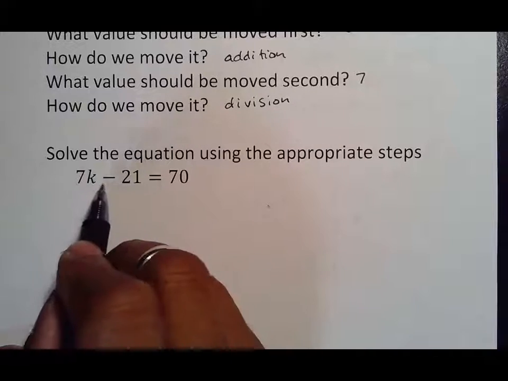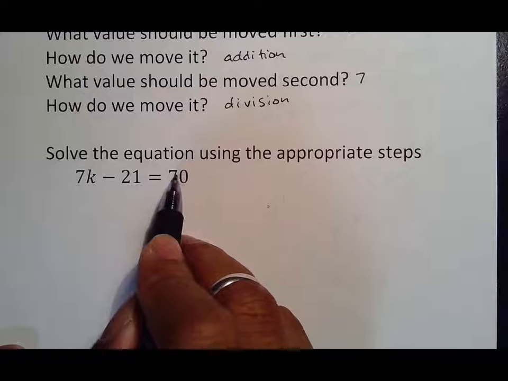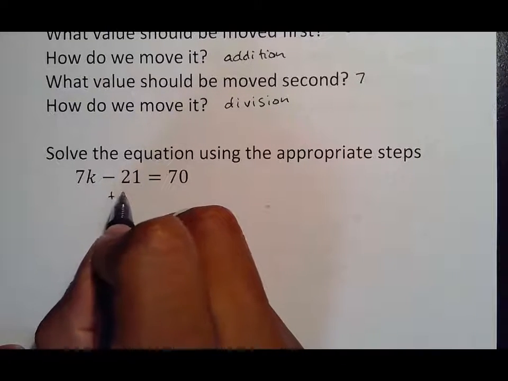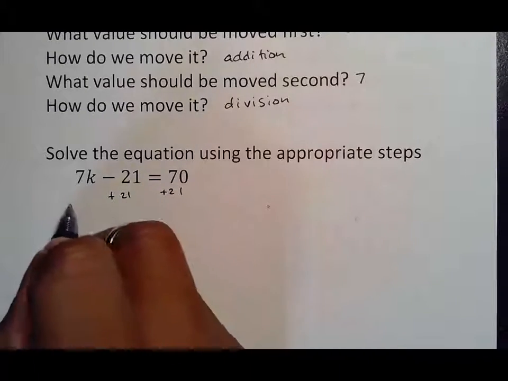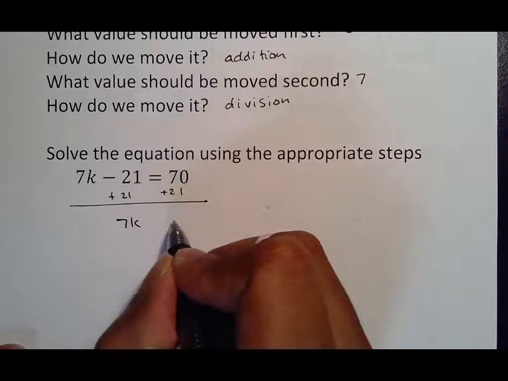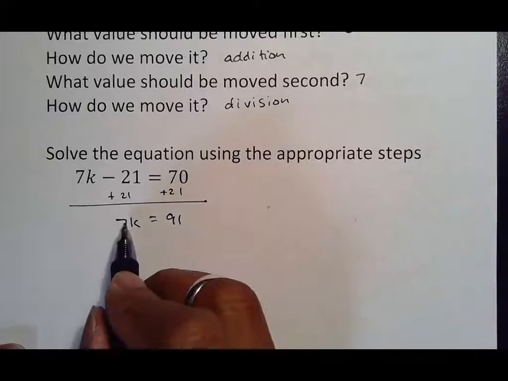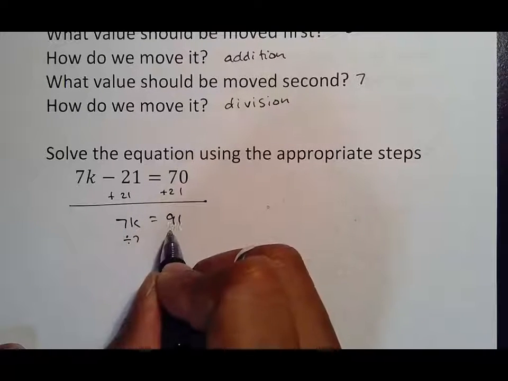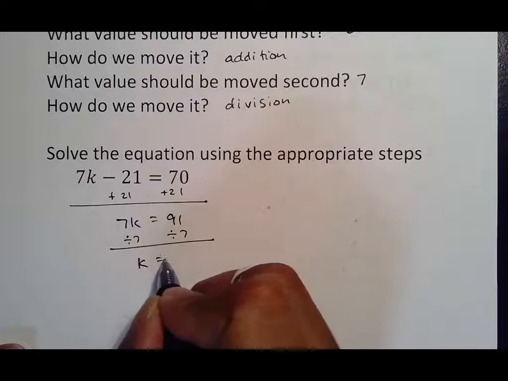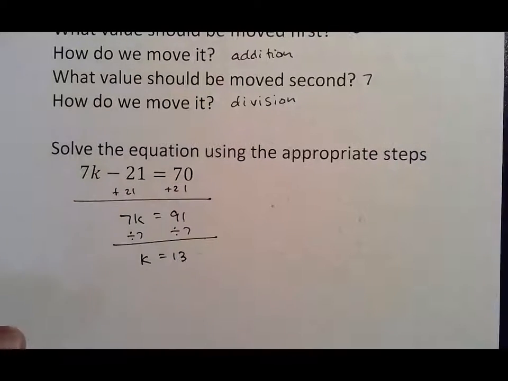So here again, the first thing we want to get rid of is this. Notice that we don't even pay attention to the number on the other side of the equal sign except to find our answer, so just keep that in mind. But again, this number goes first, so we put plus 21, plus 21. Those 21s end up going away, leaving us with 7k equals 91. We then get rid of the 7 by dividing by 7. Again, the 7's go away. I'll show you why next time we come around to this stuff. And you end up with k equals 13.